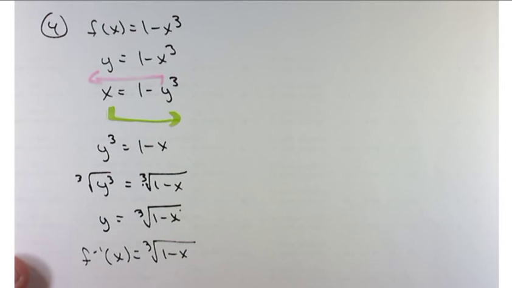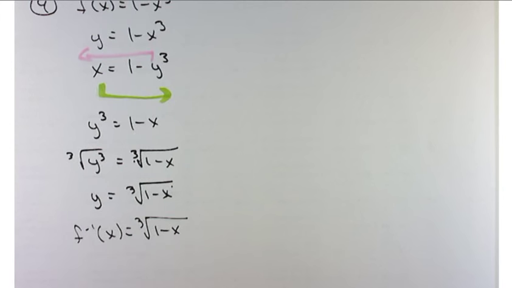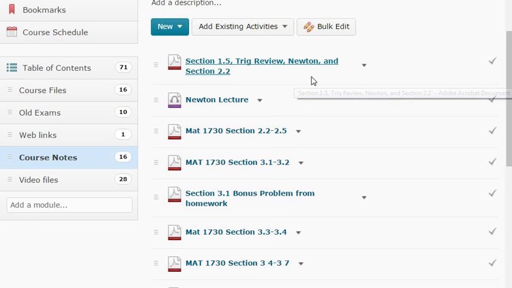I do get f inverse is the cube root of 1 minus x. And that's your inverse function. Yay. All right. Are we okay with the mechanics of finding that inverse function? Let's take a look at the graph. What should I see when I look at the graph of the inverse function?